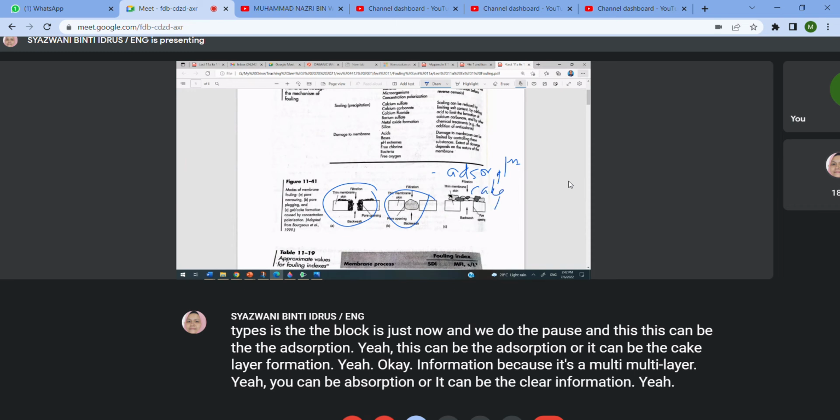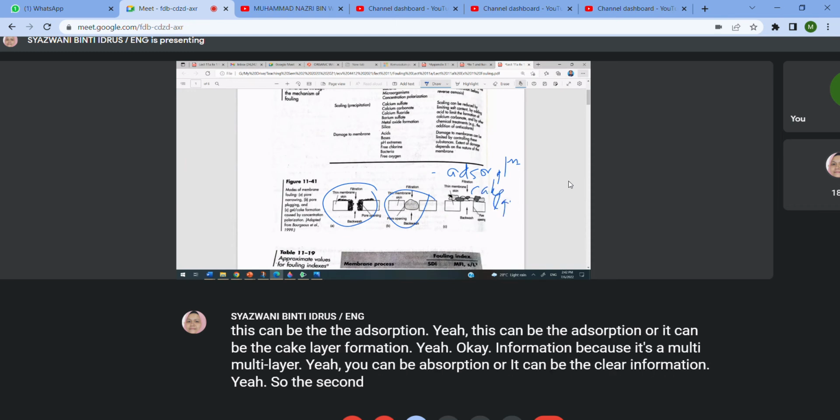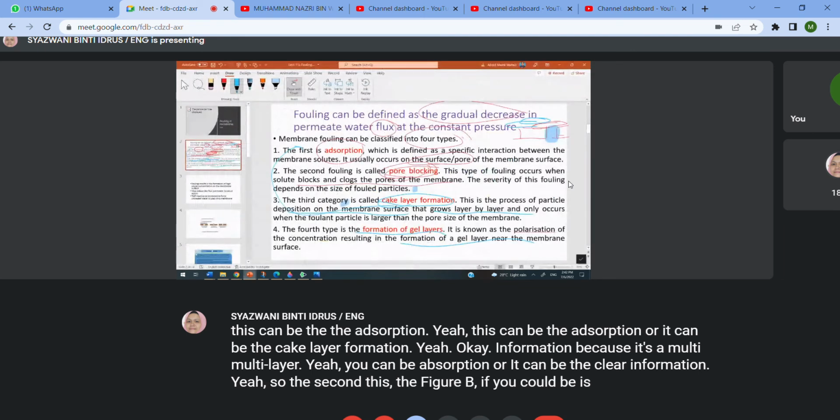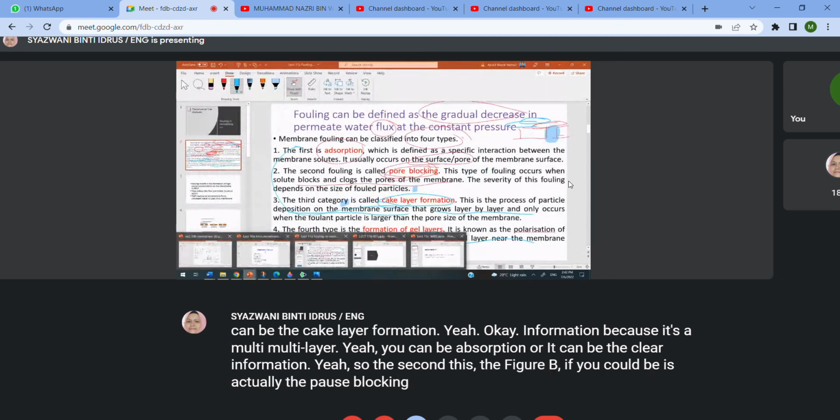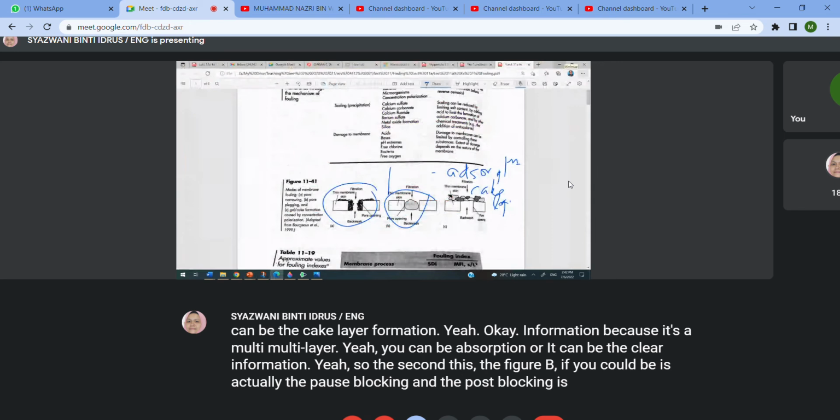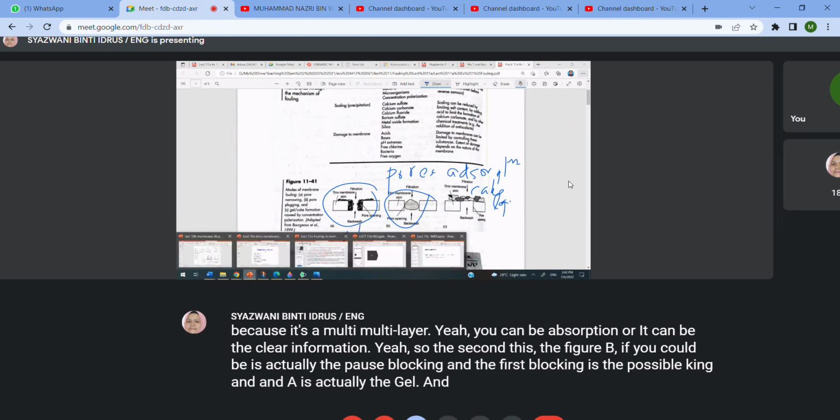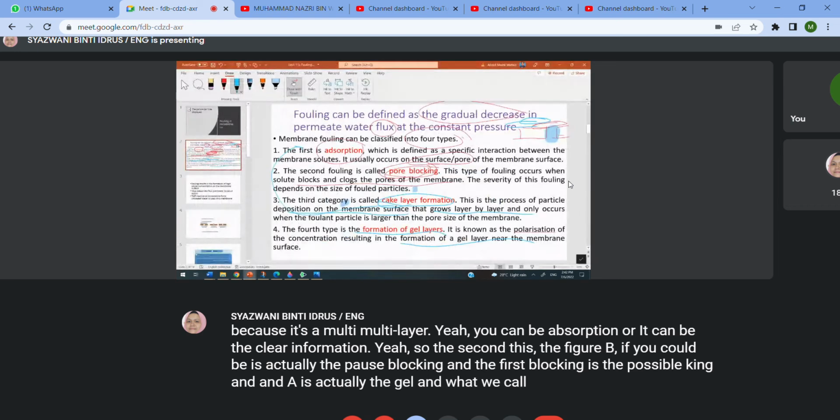So figure B is actually the pore blocking, and A is actually the formation of the gel layer.